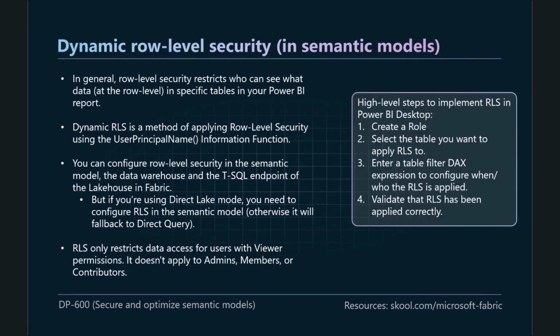So at a high level, these are the steps that are required to implement row-level security. So the steps for implementing row-level security in Power BI Desktop, well, first we're going to have to create a role. Now, after you've created a role, you want to select the table that you want to apply row-level security to. You're going to enter a table filter DAX expression to configure when and who the row-level security is applied to. And we're going to validate that row-level security has been applied correctly.